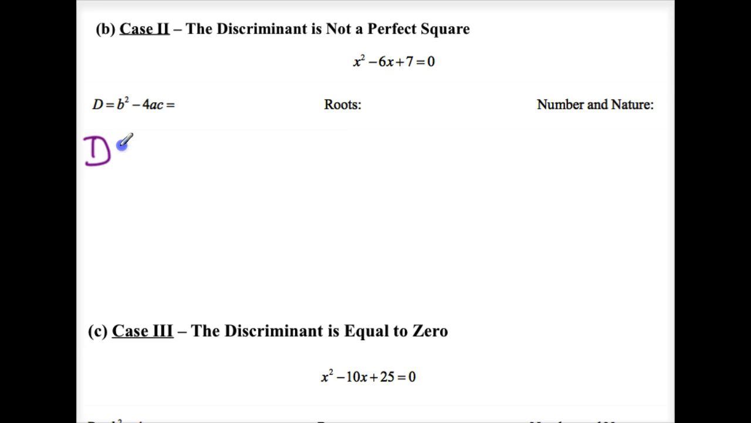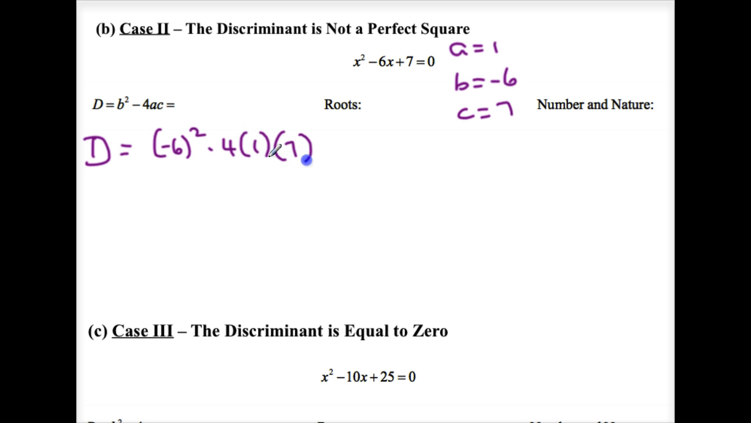My discriminant is equal to, what's my A, B, C here? My A is 1, my B is negative 6, my C is 7. So this becomes negative 6 squared minus 4 times 1 times 7. This becomes 36, take away 7 fours, 28. 36 take away 28 is 8. So my discriminant is 8.